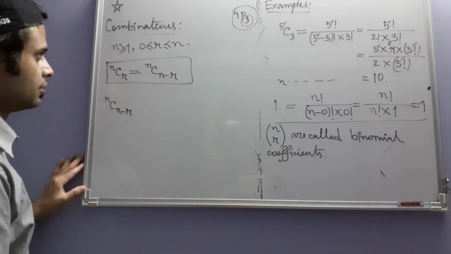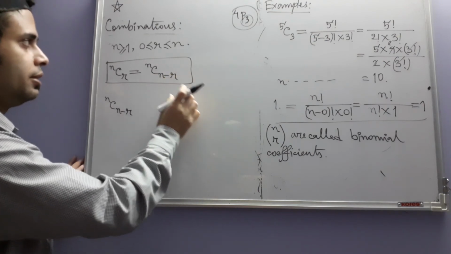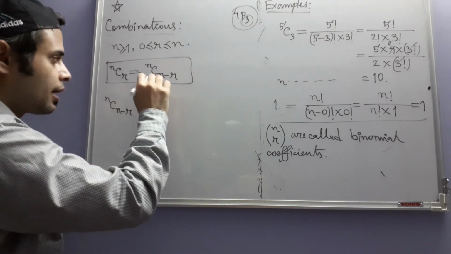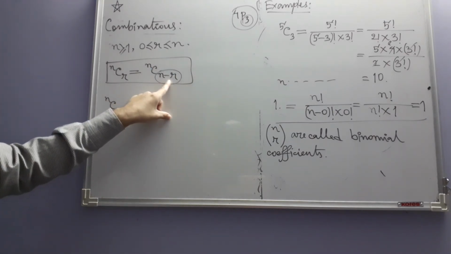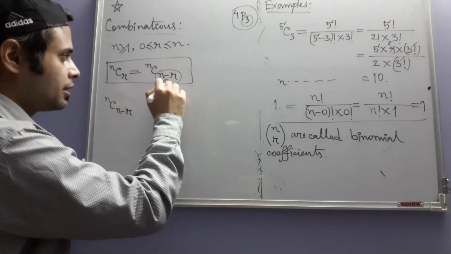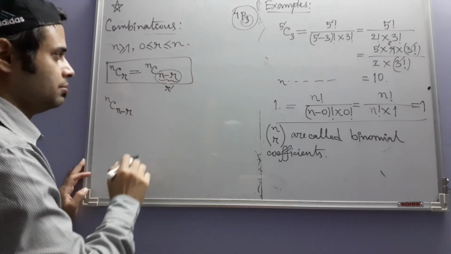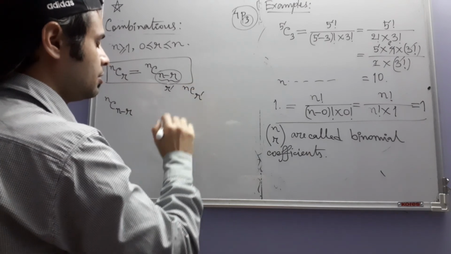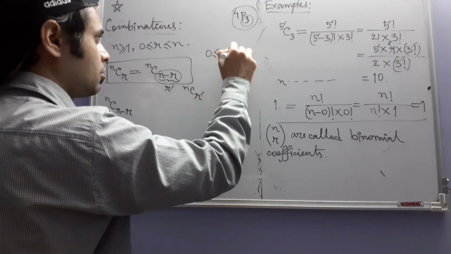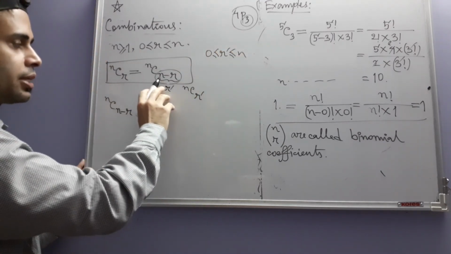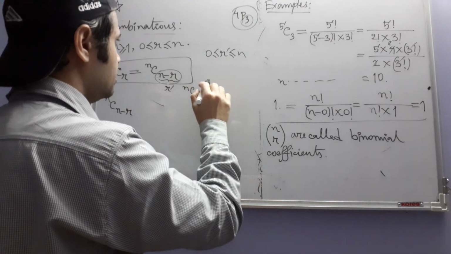nC(n minus r). Now you have to be very careful when you change something in a mathematical expression. Here I have written n minus r. What about n minus r? You see, if you think of this n minus r as something, say r prime, nC r prime, then the r prime also has to satisfy this. Otherwise this formula will be meaningless. Otherwise I won't be able to put n minus r here. So let us see what n minus r is.